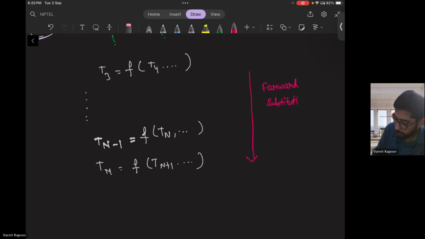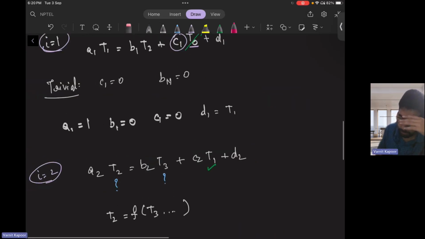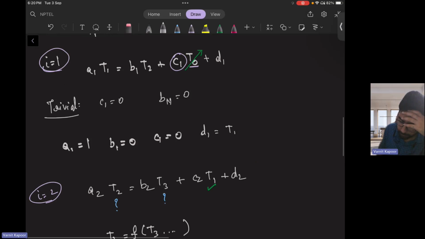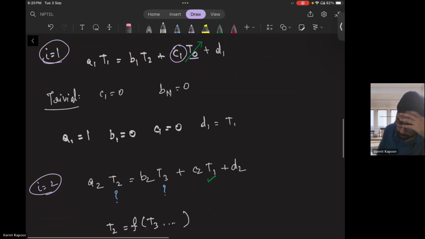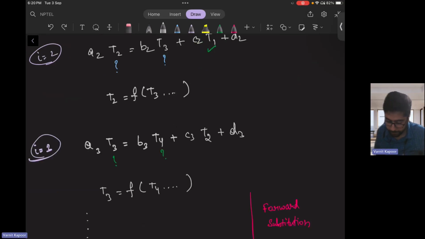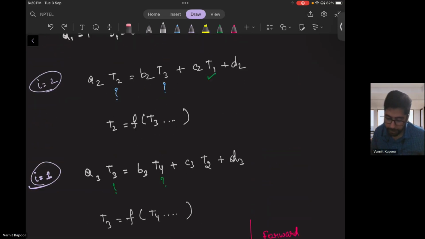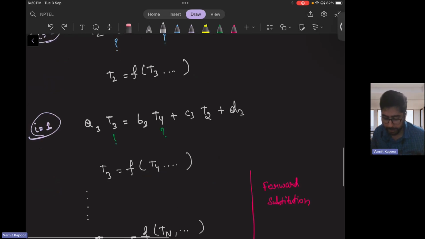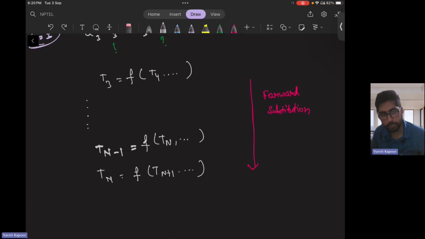Because initially, T1 was known. So from that, we got D1. Then T2 was unknown, T3 was unknown, T1 was known. So T2 was a function of T3, and T3 was a function of T4. Tn minus 1 was a function of Tn. So it was forwardly substituting. And Tn is a function of Tn plus 1. So here you obtain the value of Tn, because again it is a bounded one.